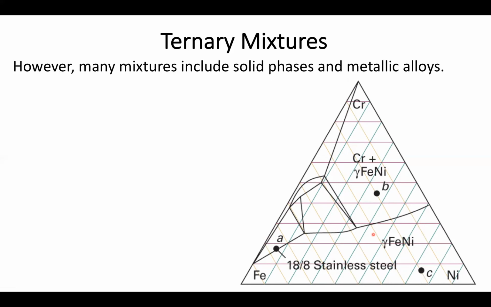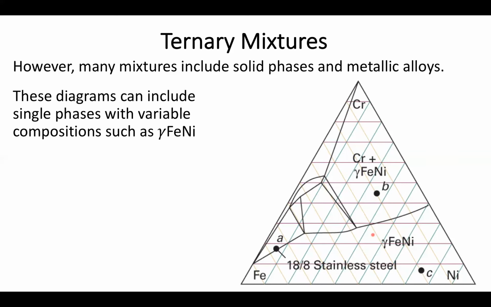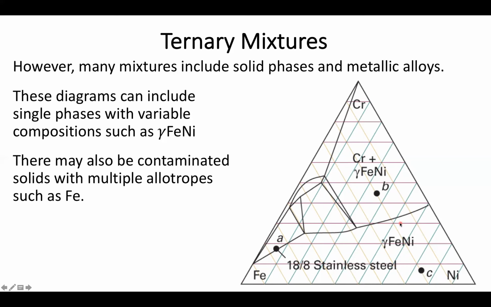However, one of the things to watch out for is that many of these ternary solid diagrams can include a lot of issues. So for example, it can include single phases with variable composition. In this case, iron nickel. So our gamma iron nickel can include anything ranging from pure nickel with a little bit of iron present to pure iron with a little bit of nickel present. However, it also can essentially accommodate a certain amount of chromium until you essentially get to above this rather messy phase line. And above this point, you can actually also run into some other problems.